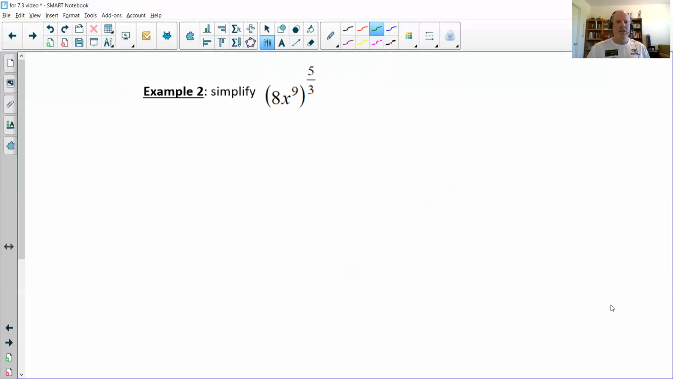All right, the next example is the quantity 8x to the 9th, all of that raised to the 5/3 power. Let's rewrite everything inside the parentheses as a power. 8 is the same thing as 2 cubed. So I rewrote it as 2 cubed, x to the 9th, all of that raised to the 5/3.